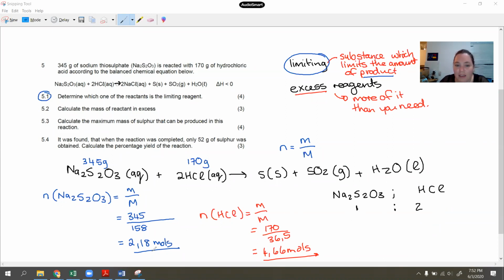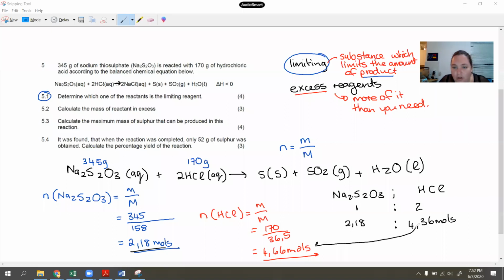So I pick either one of these. I don't mind which, it doesn't matter. I say, right, this is official, this is the number. So if this is 2.18, my question is, how much HCl will I need to be able to react with all of it? So I go 2.18, I divide it by 1 to get what 1 is in the ratio, I multiply it by 2 to get what 2 parts is in the ratio, and I get that it will react with 4.36 moles. So that means that if all of this reacts, I need 4.36 moles.